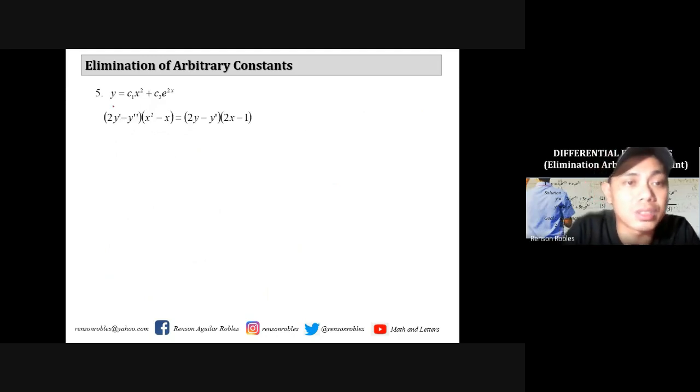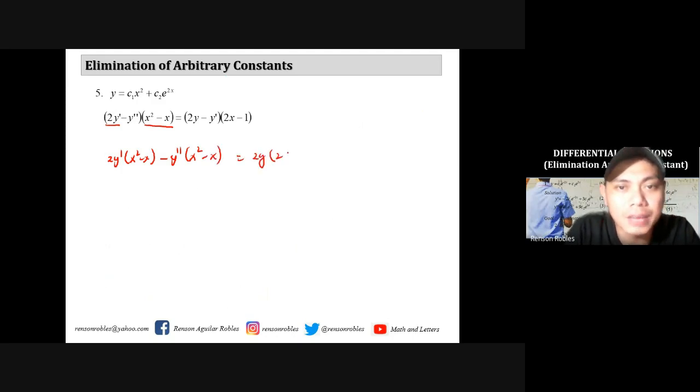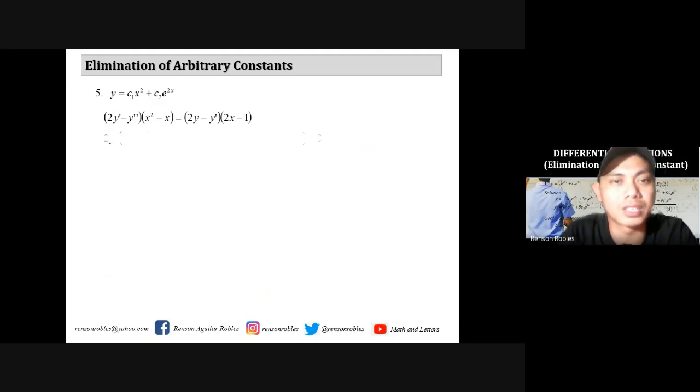we shall distribute this 2y prime, each term here. So we have 2y prime times x squared minus x, minus y double prime times x squared minus x equals, you do the same, 2y times 2x minus 1 minus y prime times 2x minus 1. And we have this equation. Okay?